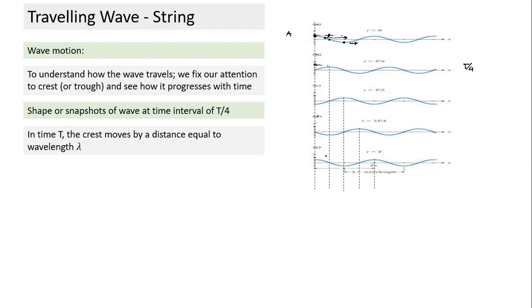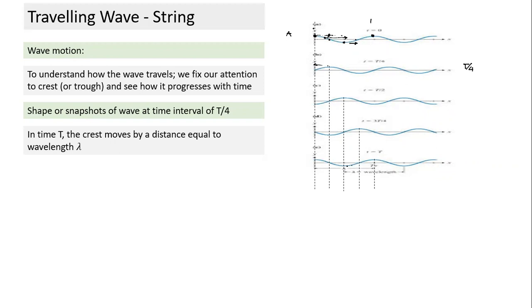And in time capital T, the waveform will look exactly as it was at t equal to 0. So after time T, the wave has exactly the same shape it had at t equal to 0. The shape keeps repeating at time interval T, which is the time period. So how much distance has the crest moved in time T? The point which was here has moved to which point? It has moved here. How much distance? It has moved a length lambda.